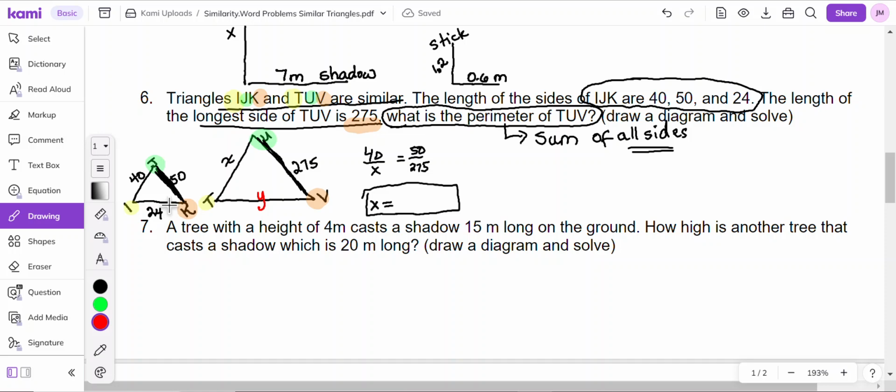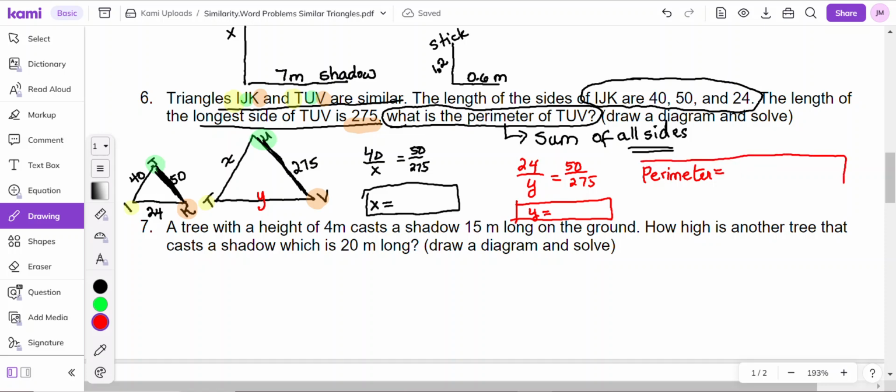It's your choice. But with this, we know that the 24 goes with the y and the 50 goes with the 275. So it'd be 24 over y equals 50 over 275. Please record which three numbers you've added to get the perimeter.